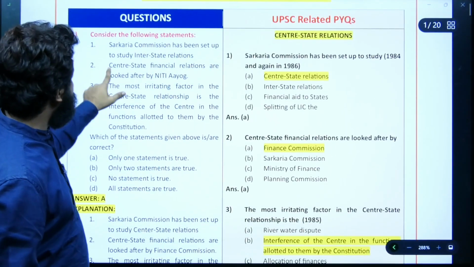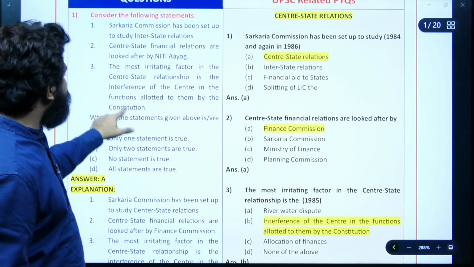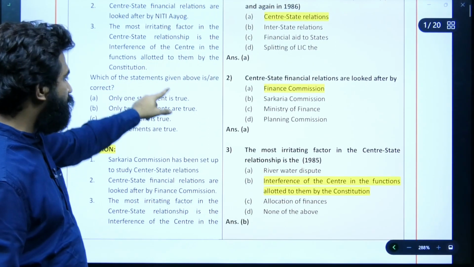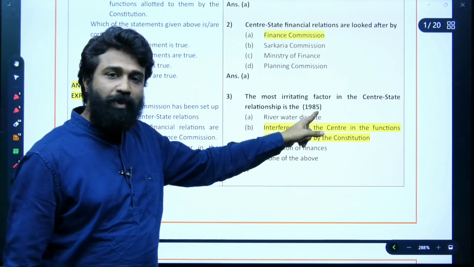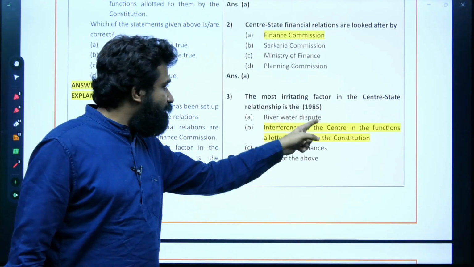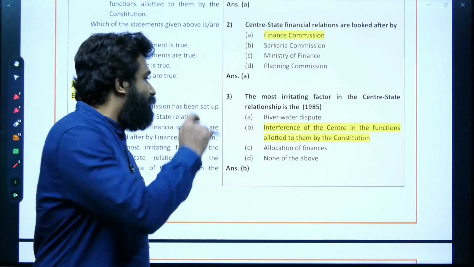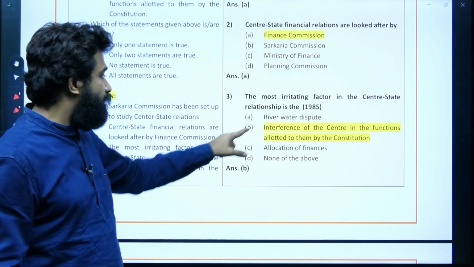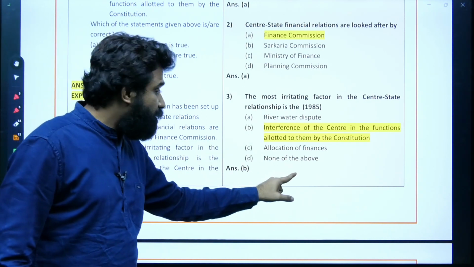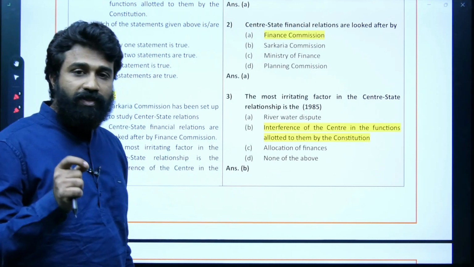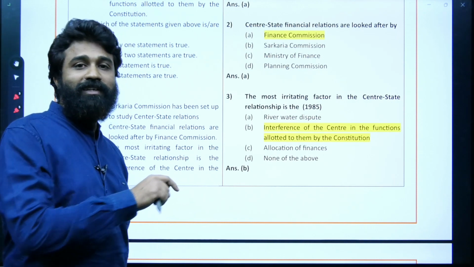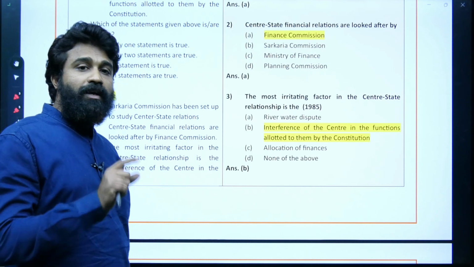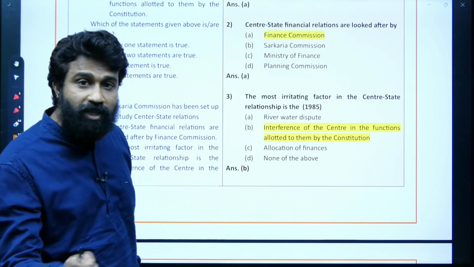So the second statement is also wrong: the most irritating factor in the center state relations is the interference of the center in the functions allotted to them by the Constitution. This was also asked in UPSC 1985. The most irritating factor in center state relations is interference of the center in the affairs of the state, especially in administrative affairs. This was asked compared to river water disputes and allocation of finances. Actually, the most irritating factor for the center is interstate disputes with respect to river water. So it is not an irritating factor to the states from the center.